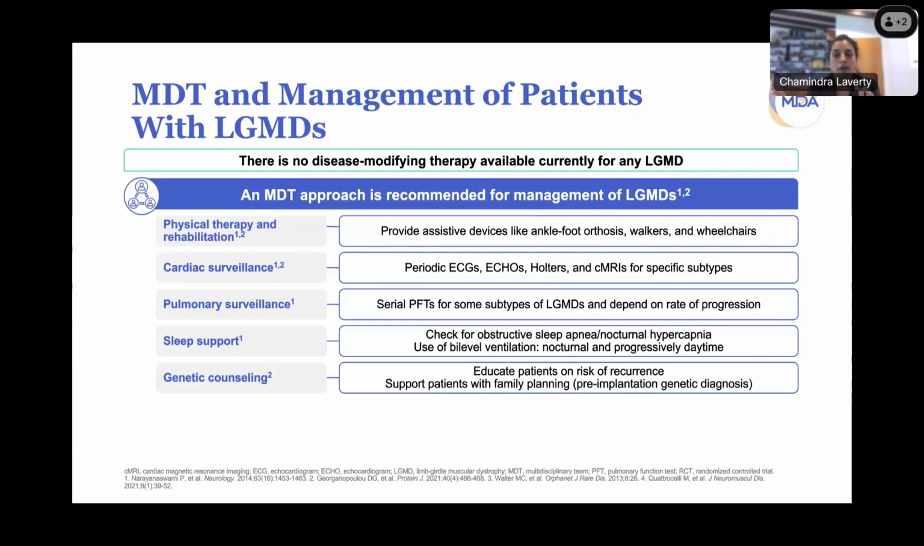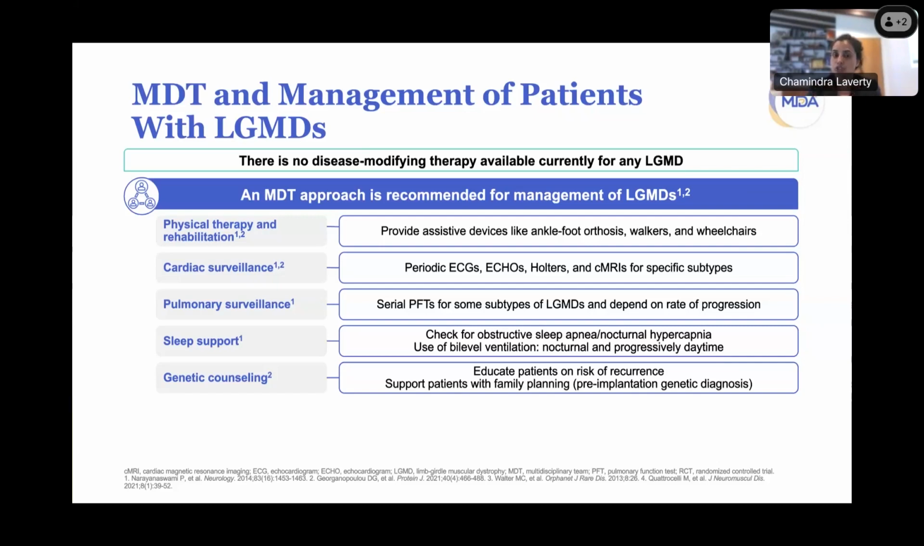Anything from an AFO to a walker to a power chair to a Hoyer lift, whatever is needed, and they're the ones that actually let our patients function on a day-to-day basis. Cardiac surveillance is important for certain subtypes. This includes the prototypical cardiac surveillance, EKGs, annual echoes, Holter monitoring if necessary, and then intermittent cardiac MRIs for specific subtypes. Pulmonary surveillance is, as I said, PFTs that are often done annually.